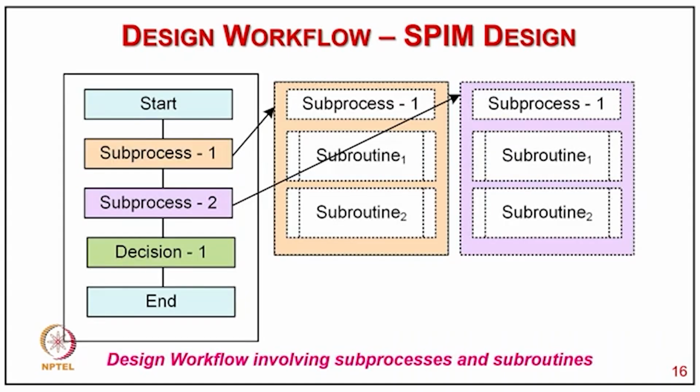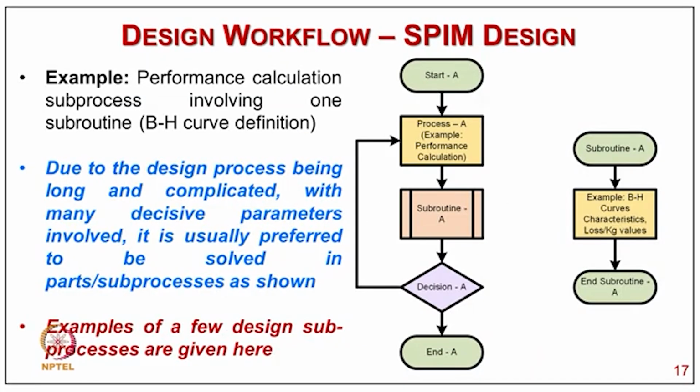Then we go to sub process 1, which consists of subroutine 1 or 2, or maybe sub process 2, which again consists of subroutine 1 or 2. Then we go to the decision and then end. So that is the design workflow involving the sub process and subroutine. A typical example is the performance calculation sub process involving the subroutine BH curve definition.